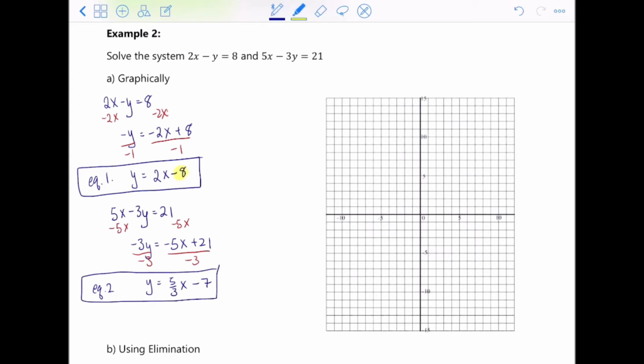Our y-intercept for the first equation is negative 8. I'm going to use blue for the first equation. So negative 8 is right here. And the slope is 2. So 2 up, 1 to the right. 2 up, 1 to the right, and so on. Okay. So this is equation 1.